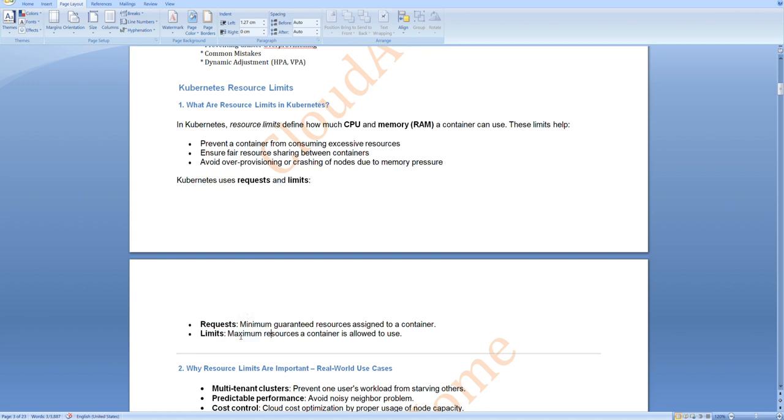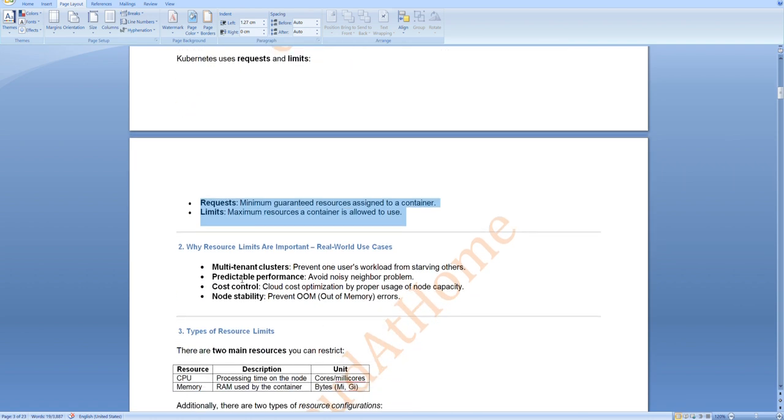Whereas a limit is the maximum resource a container is allowed to use. When you define the limit, you say that more than X percentage of CPU or Y percentage of memory, my pod or container should not use. That kind of bar you can set using requests and limits.